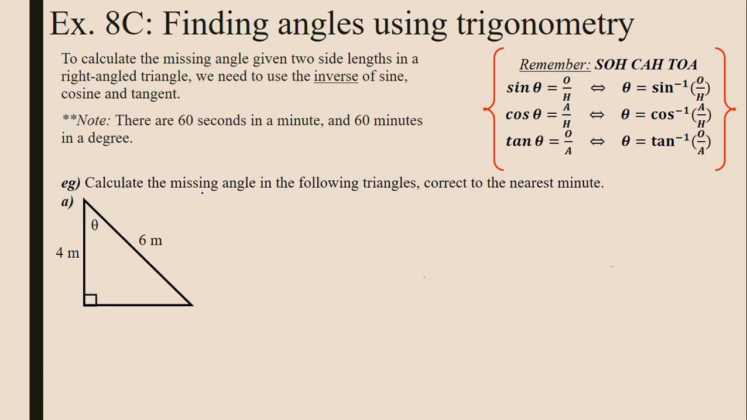So we're going to calculate the missing angle in the following triangles correct to the nearest minute. Minutes here, there are 60 seconds in a minute, same as time, and in a degree there are 60 minutes. So think of degrees as like hours. They're not hours, but there are 60 minutes in an hour. So there are 60 minutes in a degree. We're going to calculate the missing angles now.